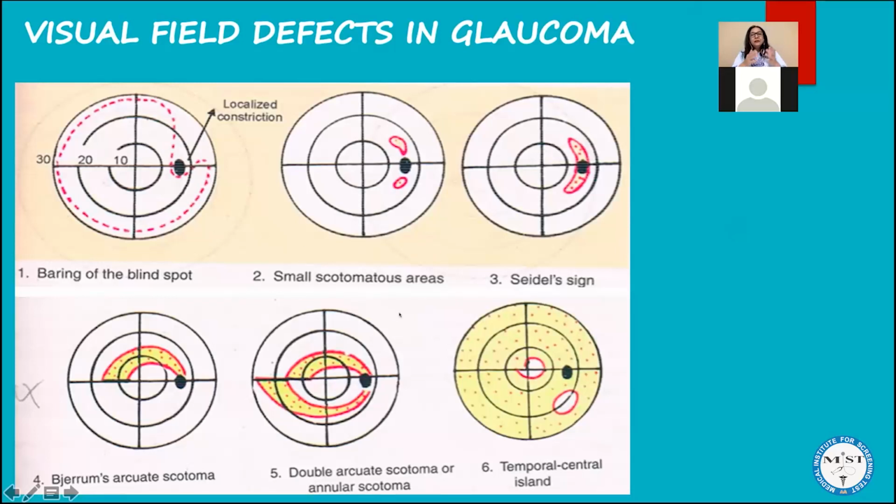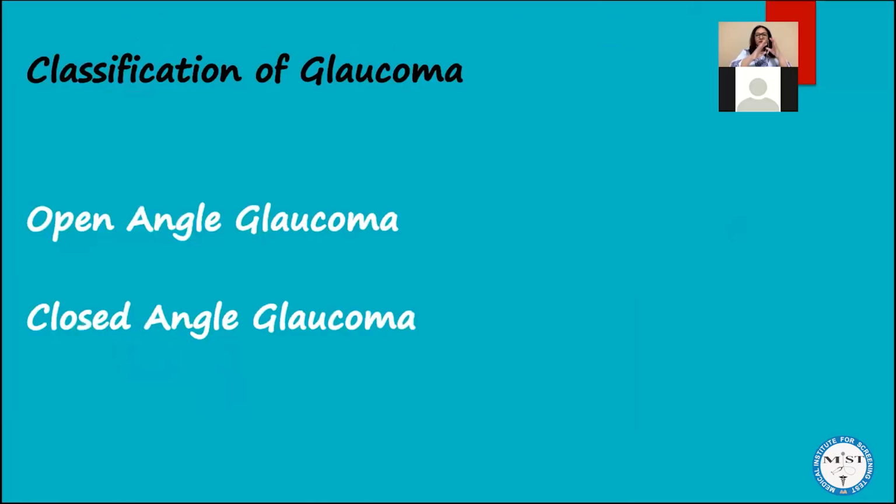So these changes will keep on happening if you do not control the intraocular pressure. Now I have seen that the patient is having high pressure, the patient is having optic disc changes, the patient is having visual field changes. Now, how do I go about managing this patient? For this, I have to, as I told you, classify glaucoma, whether it is an open angle type, because my management will differ, or it is a closed angle type.